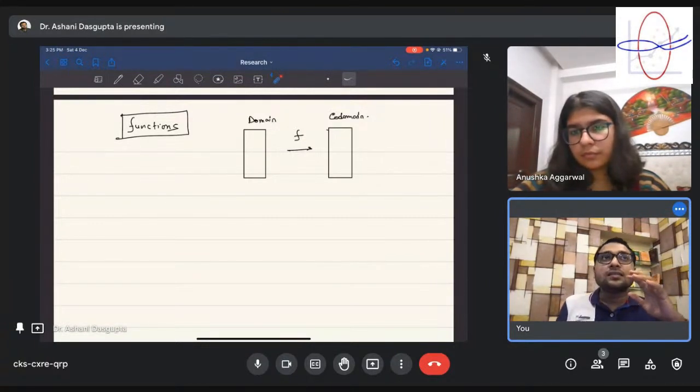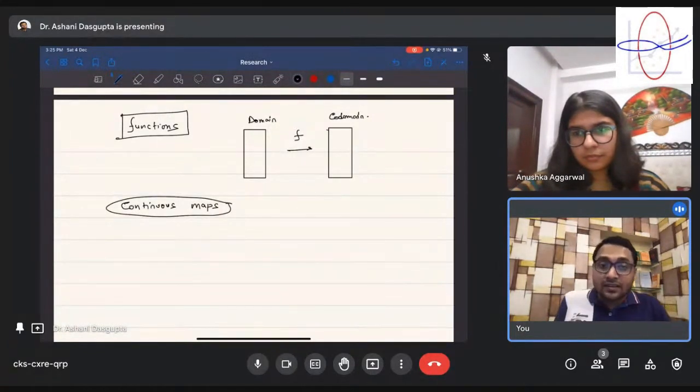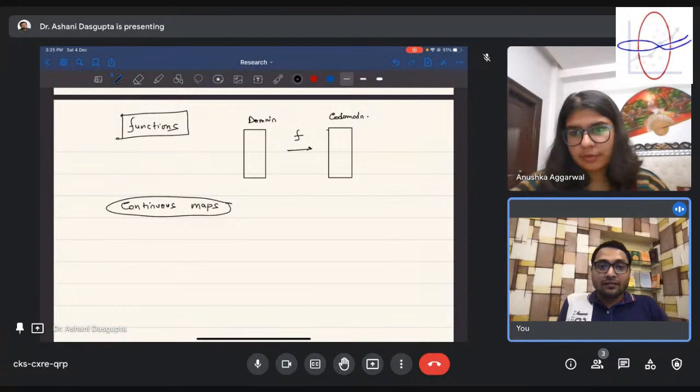Now in topology, we want to study certain functions called continuous maps. So are you familiar with the definition of a continuous function? Maybe you have read about continuous functions in calculus. Yeah, there are no breaks in it when we plot the graph. That's true. Or no hole. Yeah, that is definitely true. That's one way we think about continuous maps.